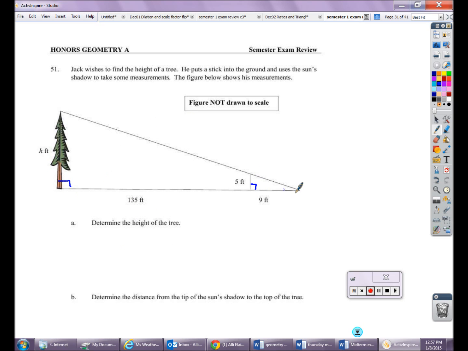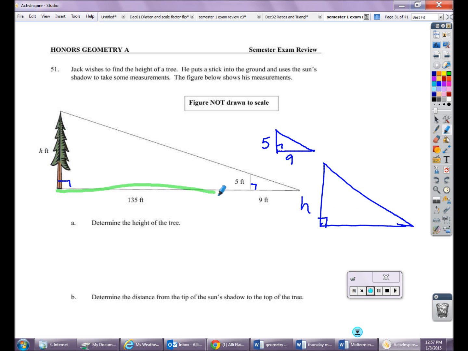Whenever I see a small triangle and a big triangle, I always draw it out. Okay, so you have a small triangle, 5, 9, right angle there. And you have a big triangle, H, 90. And in this huge triangle, this is not 135. It is 135 with the 9. So 135 plus 9 is 144. All right, this is where everyone messes up. We know these two triangles are similar.